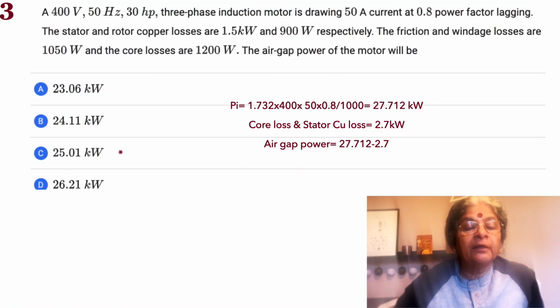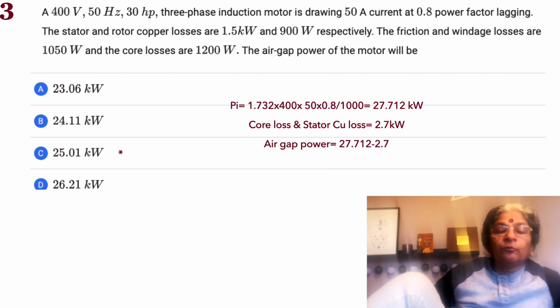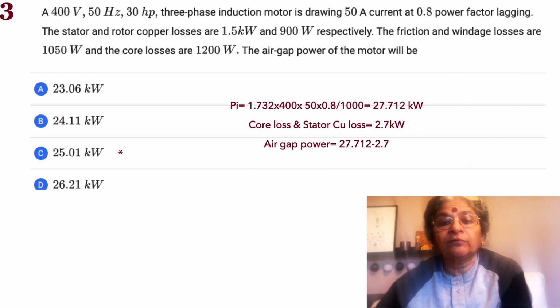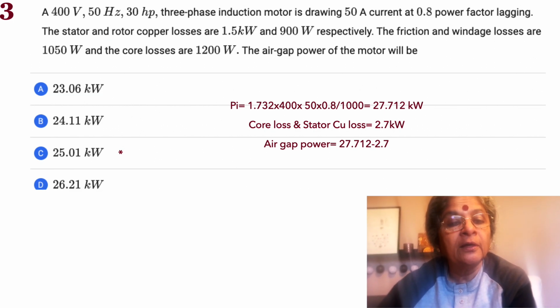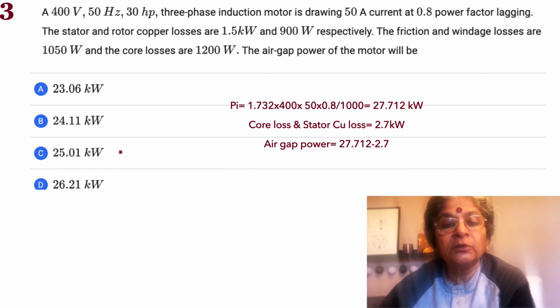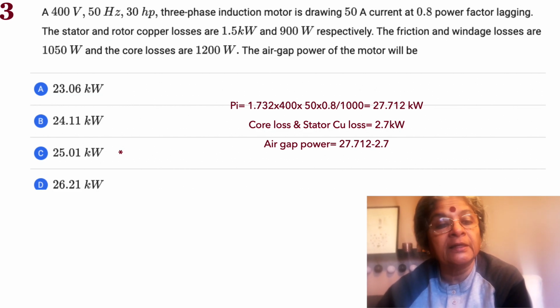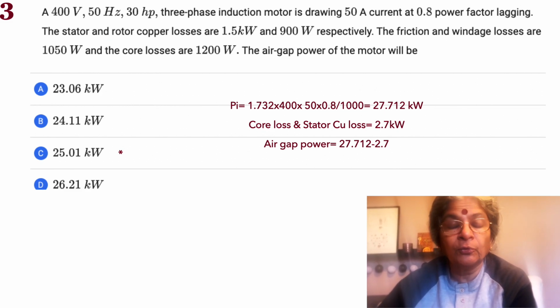Now we move to the third question, wherein a 400 volt 50 hertz 30 horsepower 3-phase induction motor is drawing 50 amps at 0.8 power factor lagging. So we know the power input that the machine is taking, which is √3 VL IL cos phi. The losses are now going to be deducted.